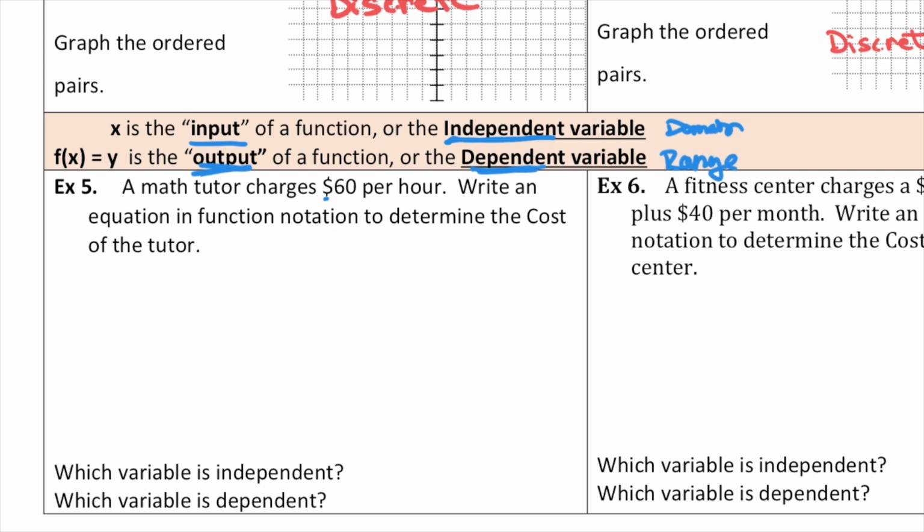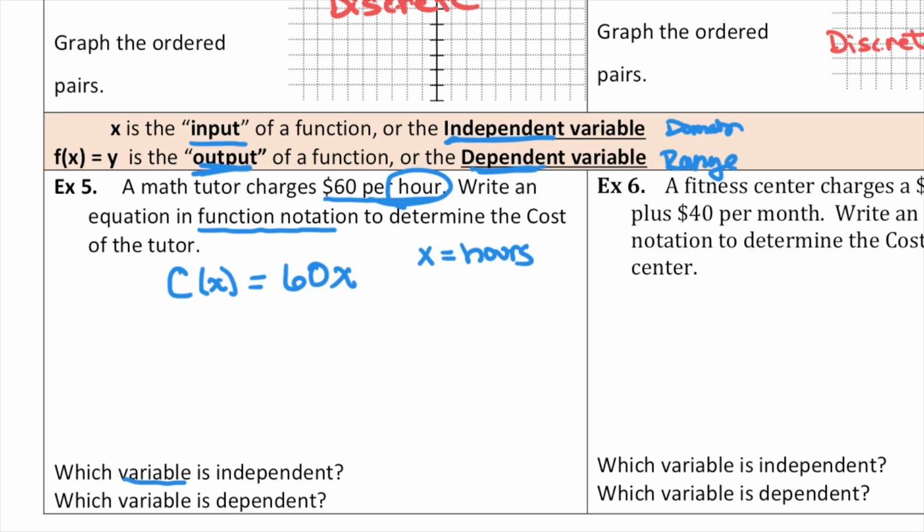A math tutor charges $60 per hour. Write an equation in function notation to determine the cost for the tutor. So we're going to use function notation. Your cost for your tutor is going to be equal to, now they get paid $60 per hour, so 60x. Now in this problem, x represents hours. Once again, that word per. Which variable is independent? That is your x variable, and x represents hours. Which variable depends? Well, the cost is your dependent variable, and your cost was equal to C.